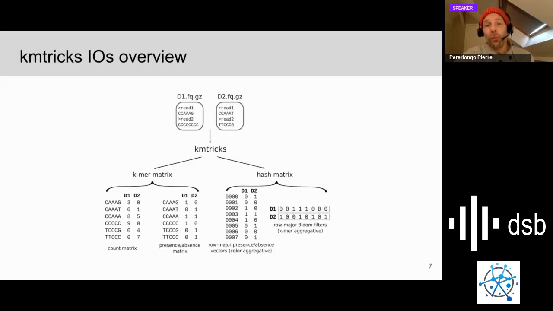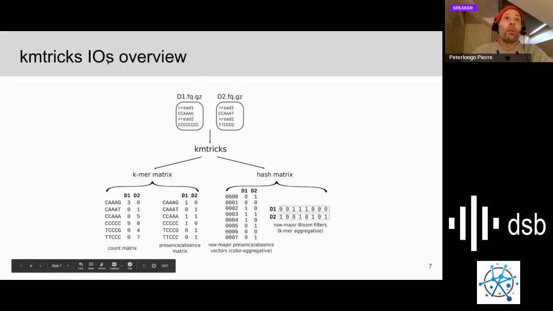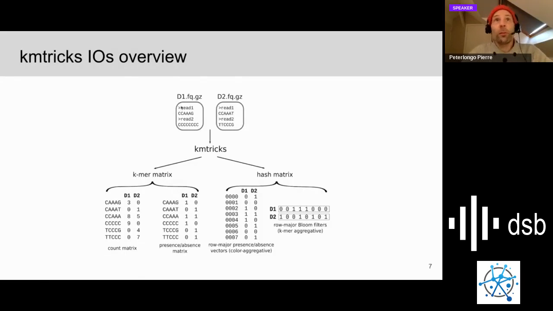Just to have an overview of the input-output of kmtricks, what it is. So kmtricks inputs are a set of datasets. We represented 2 here, but we can have thousands of datasets. And mainly you can ask for 2 distinct representations of the k-mers: either as counted k-mers, so for each k-mer you have its number of occurrences in each dataset, or only a presence-absence matrix. So same thing, but you just know if the k-mer occurs or not.